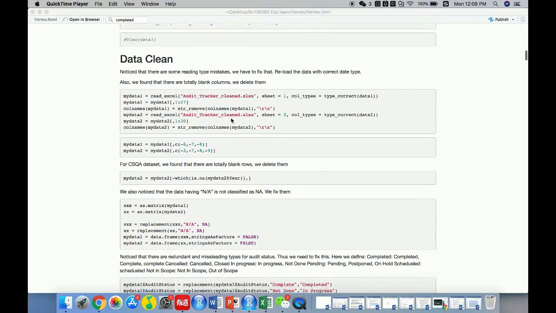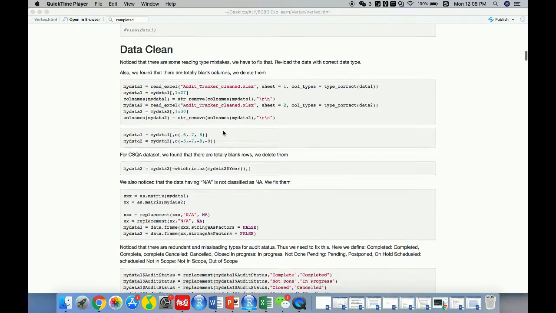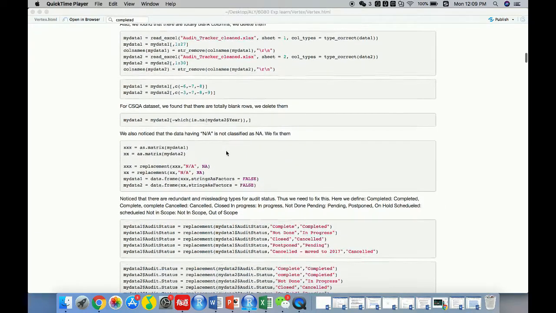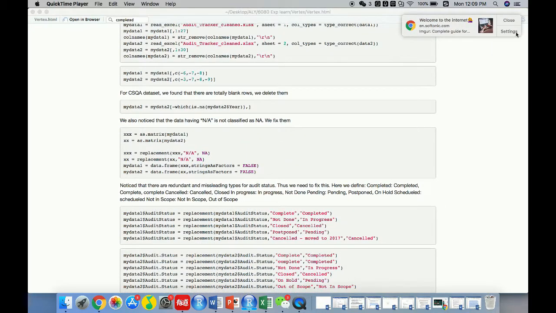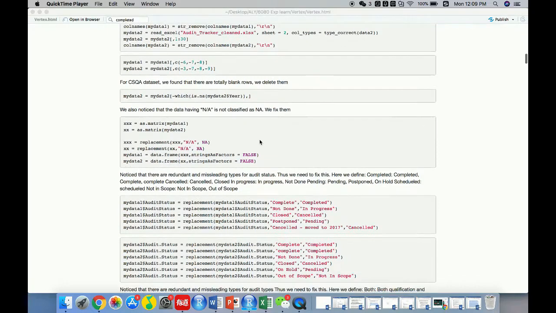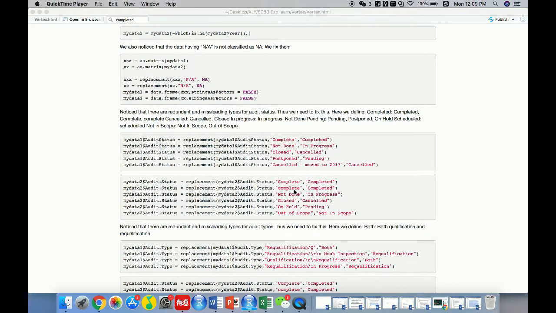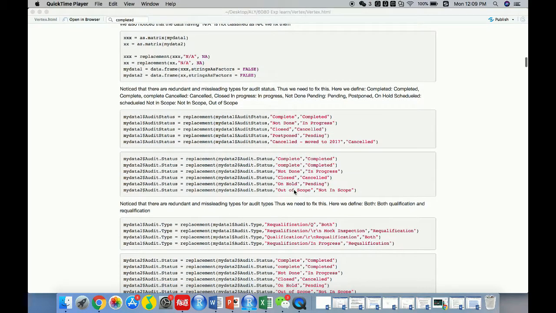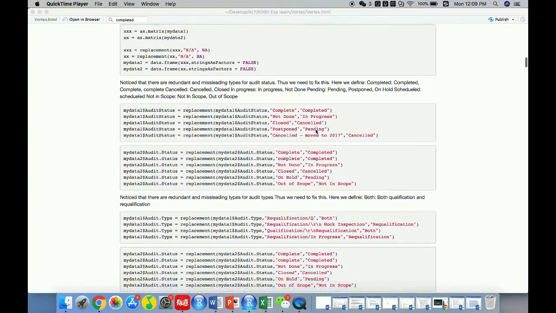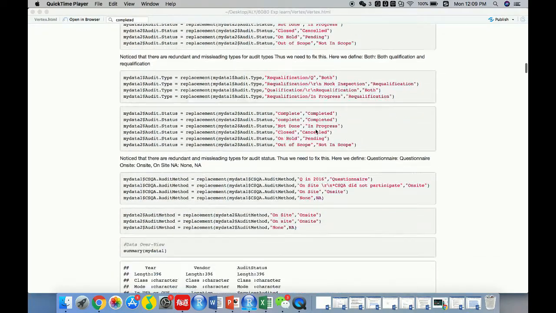And then I delete blank columns and rows. And next, I redefine the variables which are not correctly classified. For example, here for the audit status, complete with capital C and lowercase complete are classified as two different audit statuses, but actually they are the same. So we have to fix this type of error for all other columns, the whole parts.